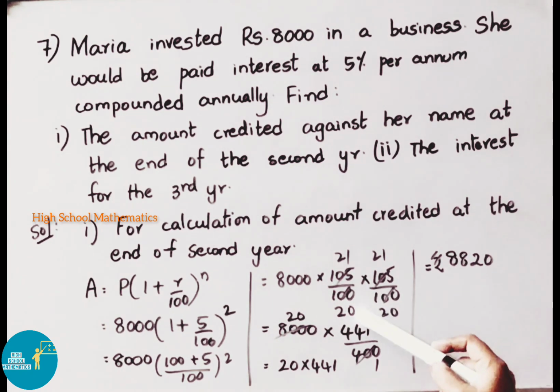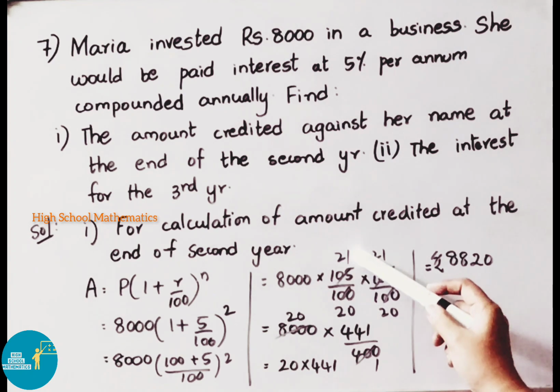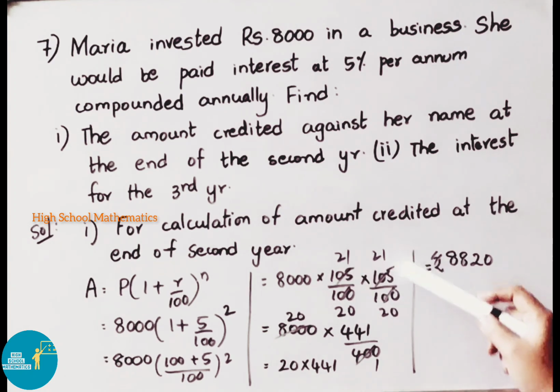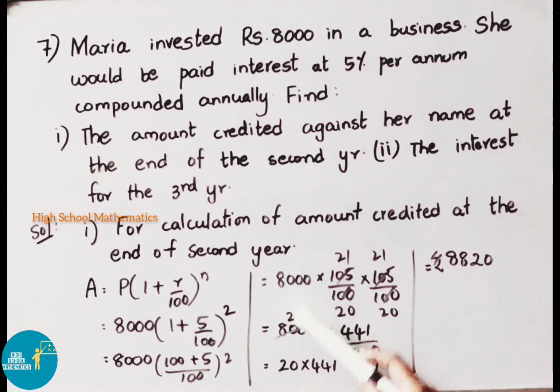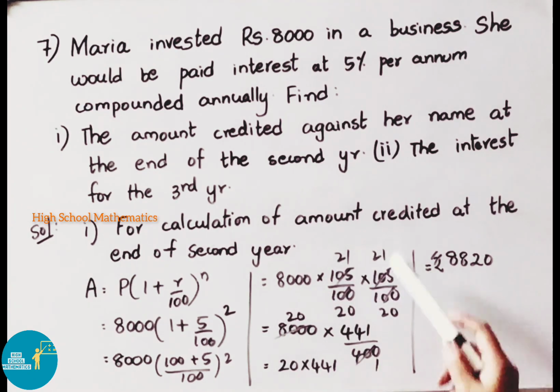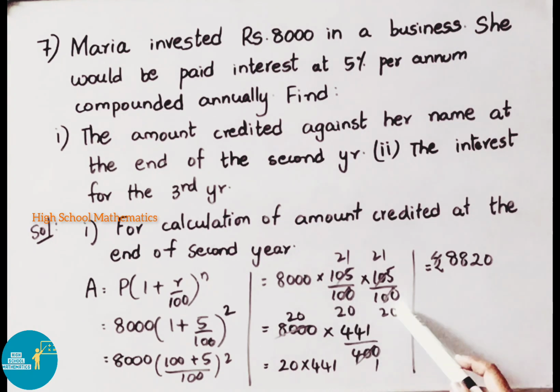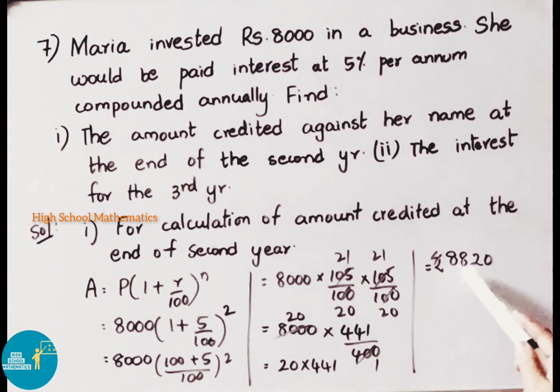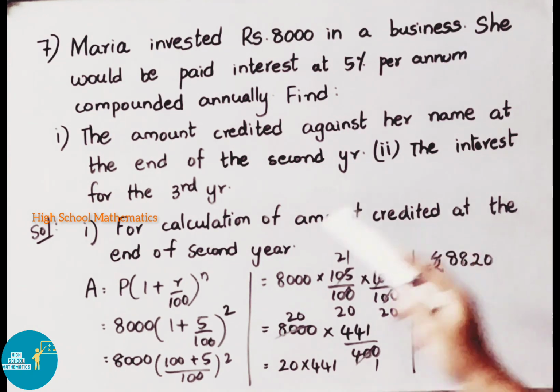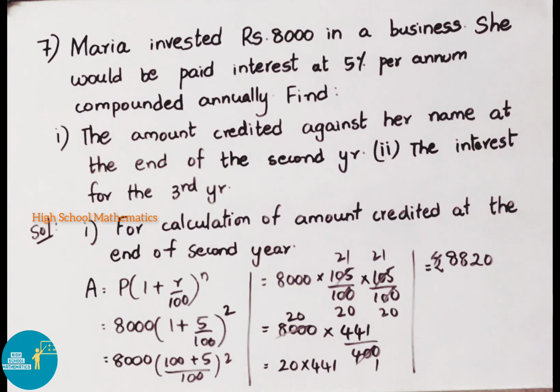5 table 20 times is 100. 5 table 21 times is 105. Similarly, here also we have calculated the same way. Now the next step, that equals 8,000 into 21 into 21, 441 by 20 into 20, that is 400. Next, 400 ones are 400. 400 table 20 times is 8,000. Now we have to multiply 20 into 441, that is 8,820 rupees. Therefore, the amount credited at the end of second year is 8,820 rupees.